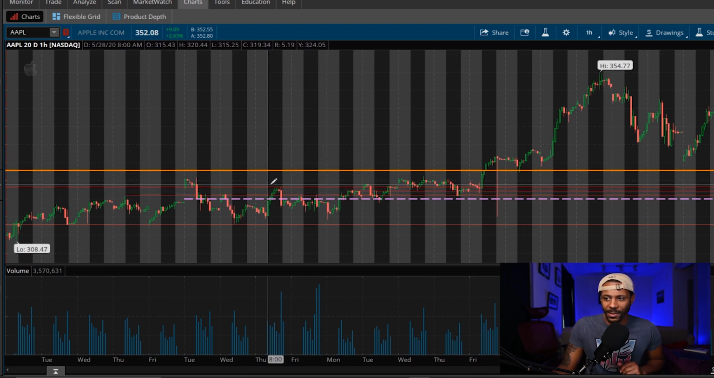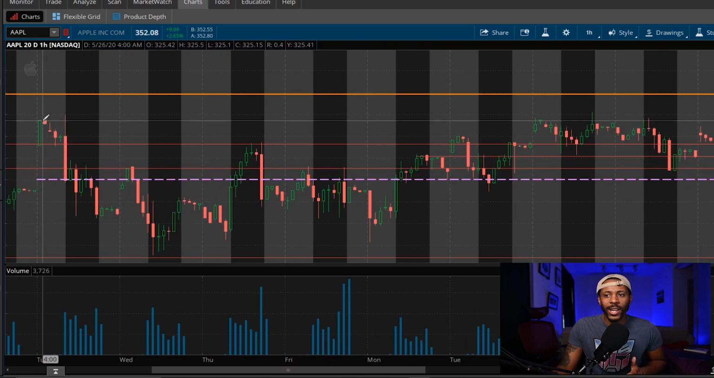But first, let's look at some previous charting to help us understand how I knew Apple was gonna break out at this orange line here. So if we look at this chart, this is basically 5/26/20 to 6/5/20. So about 2 weeks worth of time, okay?